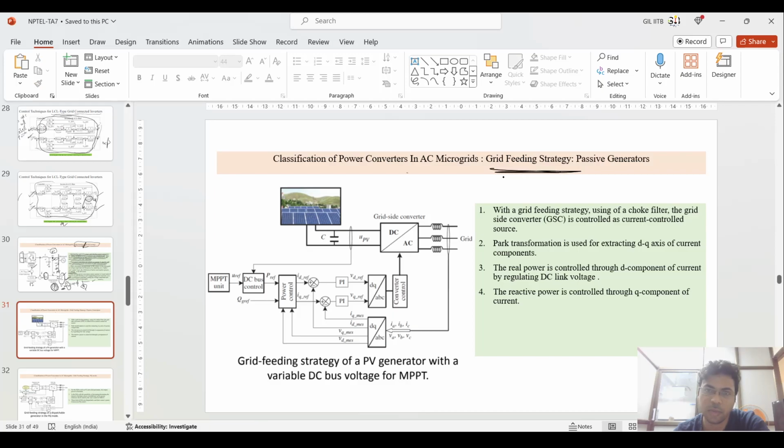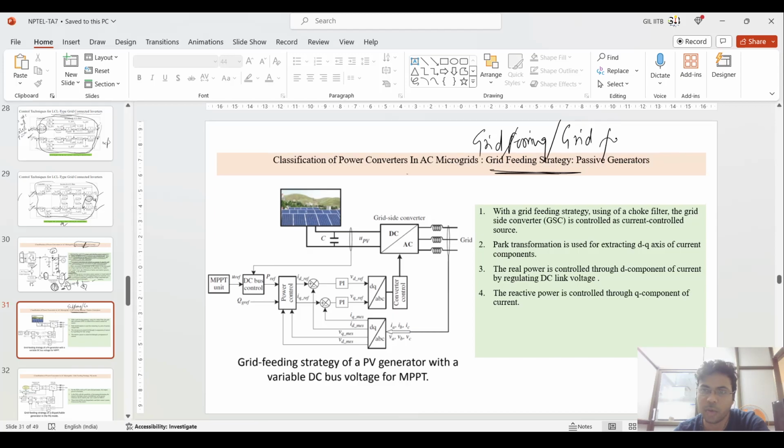Grid feeding, because grid forming or grid feeding, both are the same. Grid forming or grid feeding, both are the same. And in that you also have two architectures. One is the passive architecture and the second one is the active architecture.